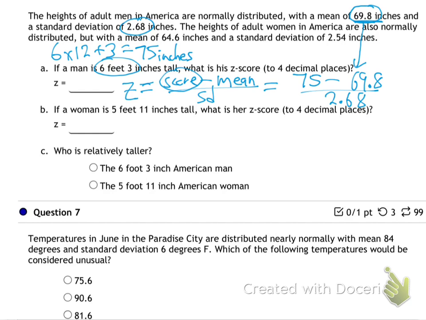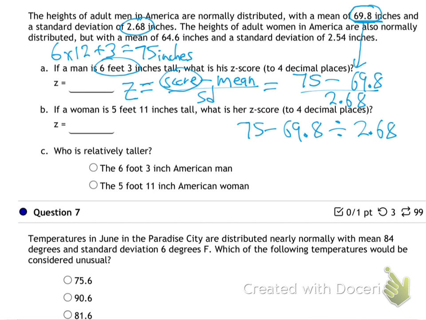Now, can you all take out your calculators and do this real quick? Because I want to show you there's a right way and a wrong way to do this. In fact, let me just write it for you. If you just type in 75 minus 69.8 and divided by 2.68, you will get the wrong answer. Now, why? Rather than just say, don't do that, that won't be very helpful to you. Let me try to reason with you to think like the calculator operates.